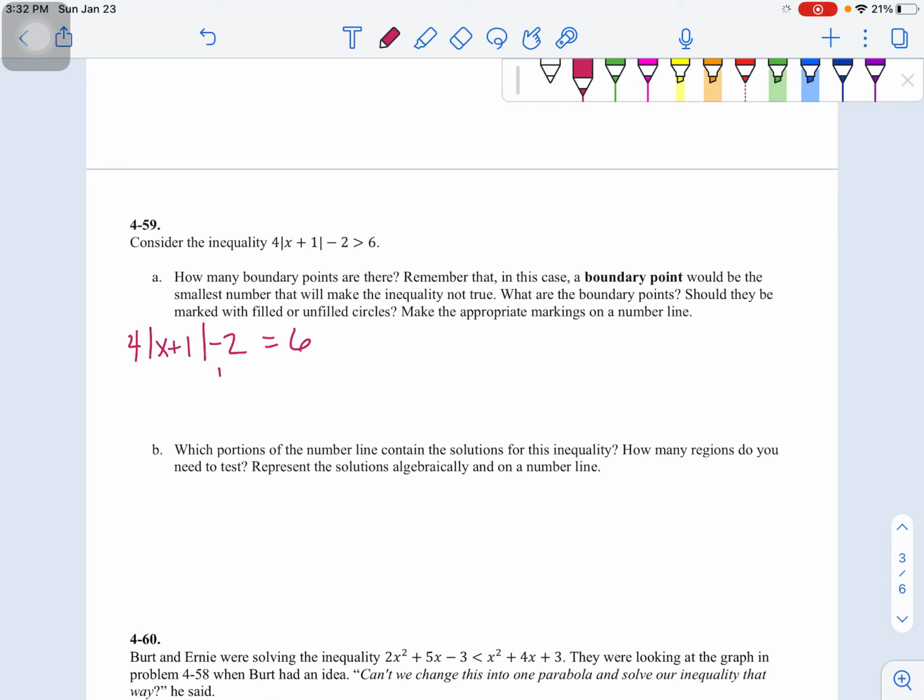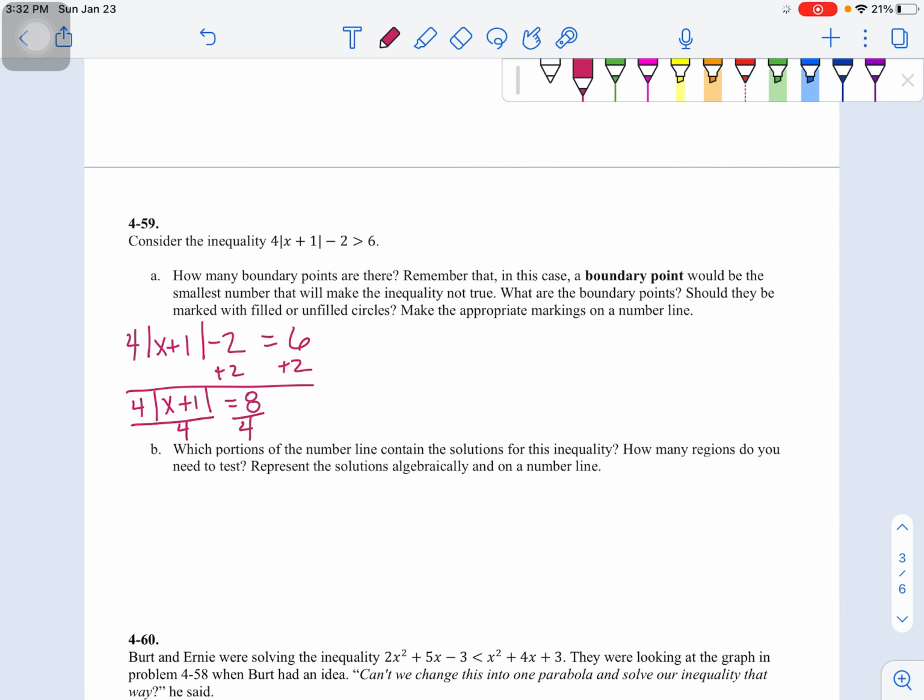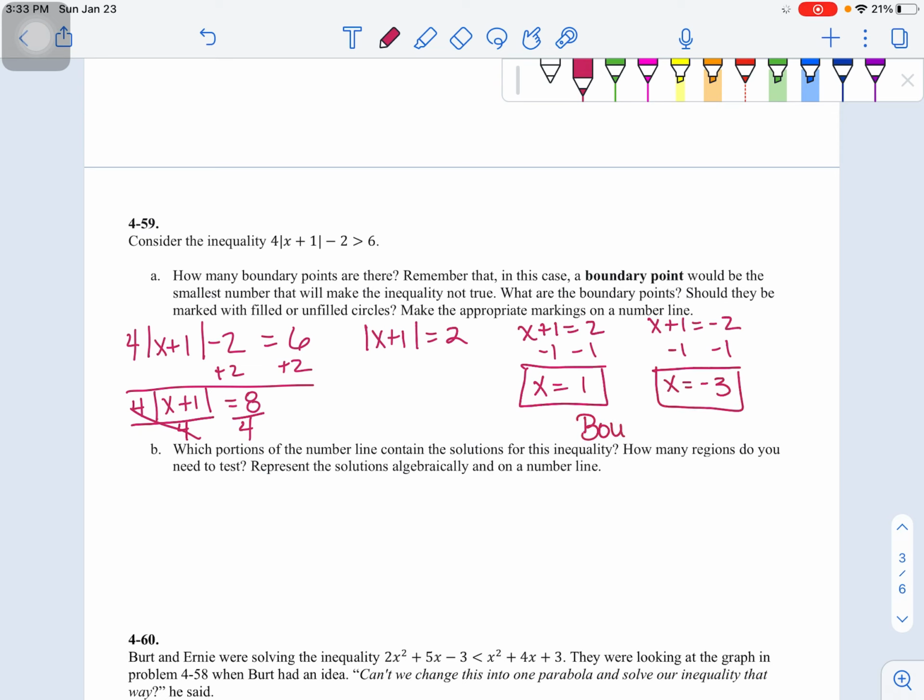So first thing I need to do is add 2. So I get 4 times the absolute value of x plus 1 equals 8. I'm going to divide by 4. And I get the absolute value of x plus 1 equals 2. And now when you have isolated the absolute value, you're going to split it into 2 equations. x plus 1 equals 2, and x plus 1 equals -2. And you are going to solve. So x equals 1, subtract 1 here, x equals -3. These are called the boundary points.